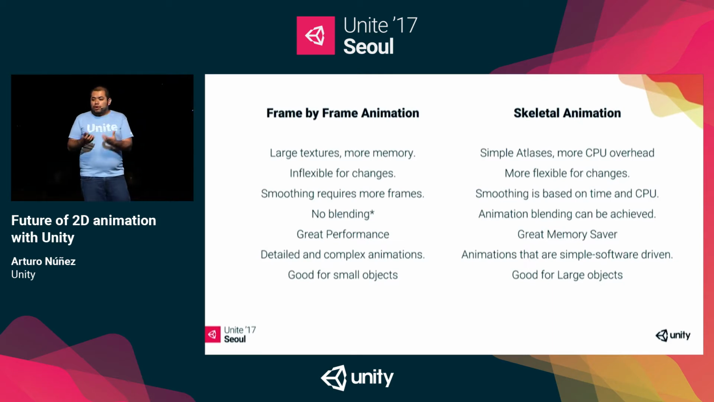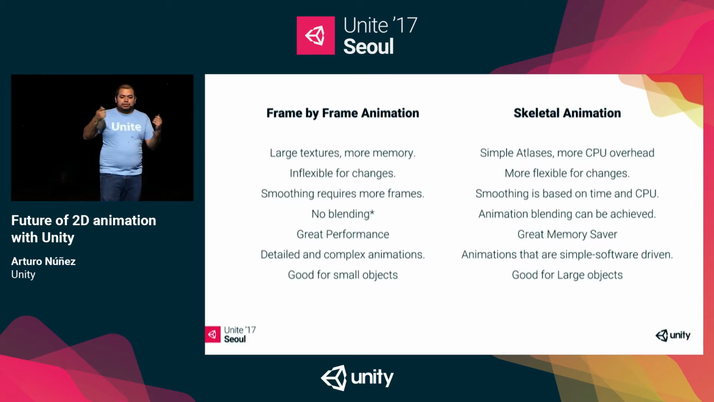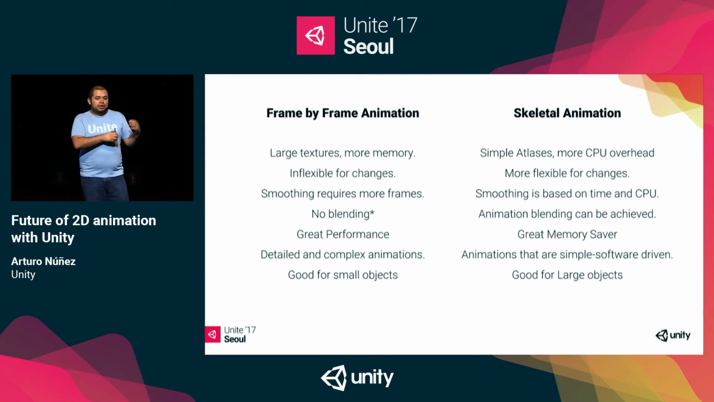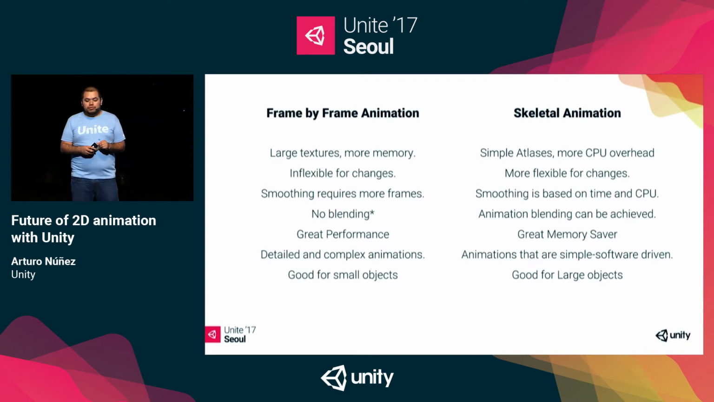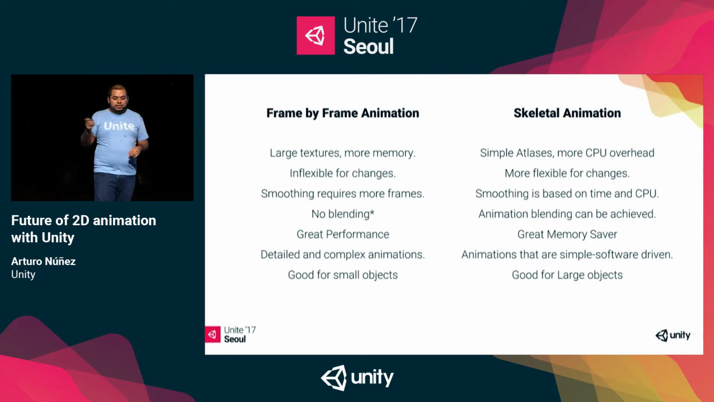If you want to have more complex and detailed animations, frame by frame is better. Why? Because the artist can create effects or whatever he wants, and he is not restricted to Unity, right? So he can do whatever he wants with Photoshop, add effects, etc. On skeletal, the animations are simply software-driven, which means they are getting calculated in Unity. And yeah, one is better for small objects, the other better for large objects. This is just advice. It depends on your actual game.